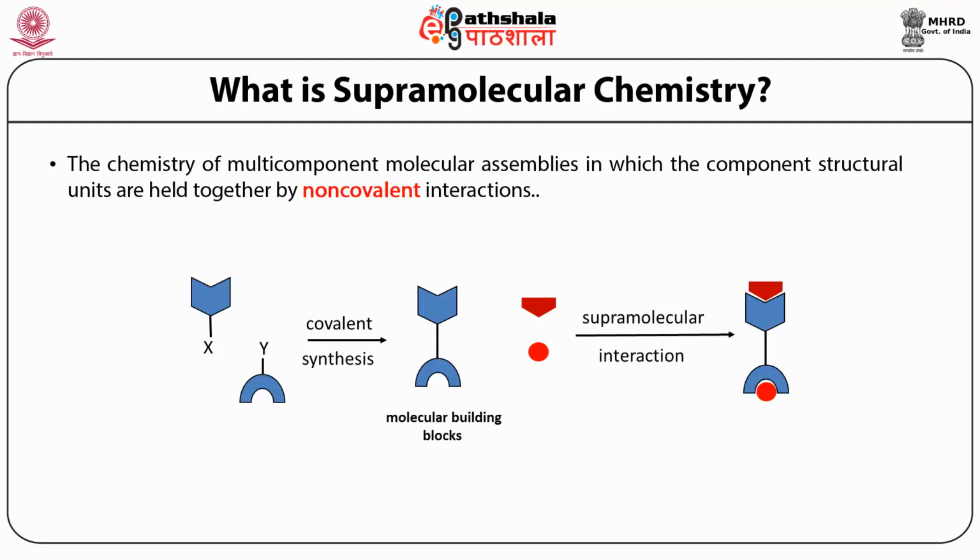But if you see the diagram, two red colored building blocks are coming and interacting with that blue colored molecule, they do the interaction in a non-covalent way. So this gives you the idea of supramolecular chemistry. Supra means something above. So supramolecule means something beyond the molecular interactions.